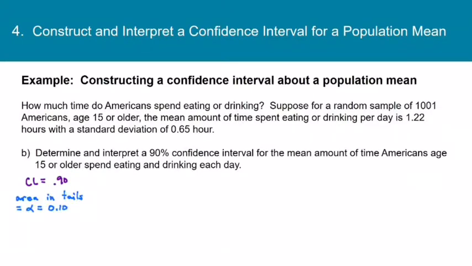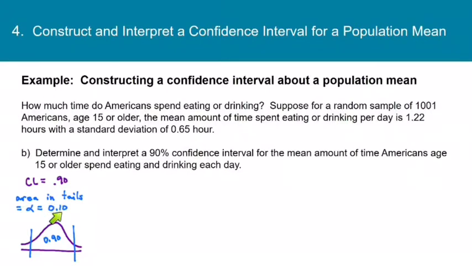Therefore, we know that the area in the tails is the complement of that, so we know that alpha equals 0.10. Remember, alpha stands for area in the tails. Now, sometimes a diagram helps us figure out what t-score we need, so if it's helpful to you, draw yourself a diagram where the confidence level is the area between the two t-scores we're looking for.